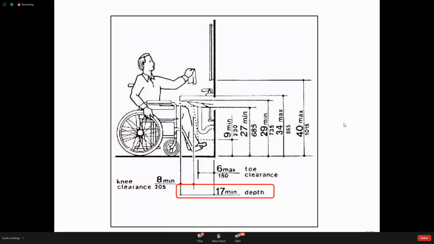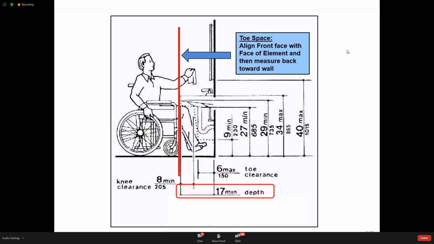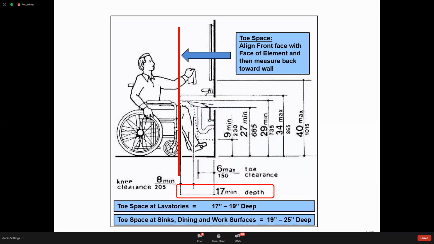So the technical knee and toe space thing, I want to take you through kind of quickly, but I want to tell you the California building code explanation of this is very confusing. So I'm not going to drag you through all the text. I'm just going to give you the answers. In dealing with toe space, you start measuring from the front edge of the fixture and you measure back towards the wall. For lavatories, you need 17 to 19 inches of depth for your toe space. And at dining and work surfaces and sinks, you need 19 to 25 inches. That's the toe space requirement.